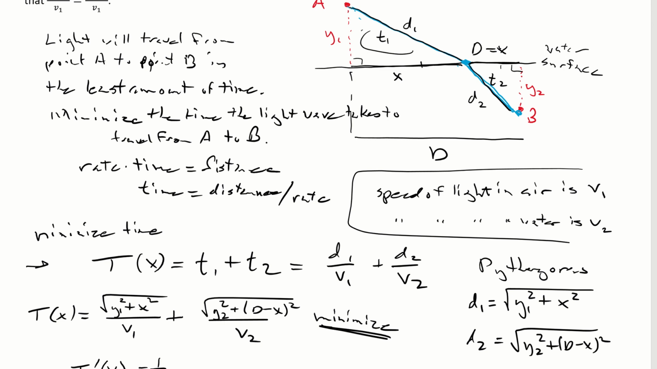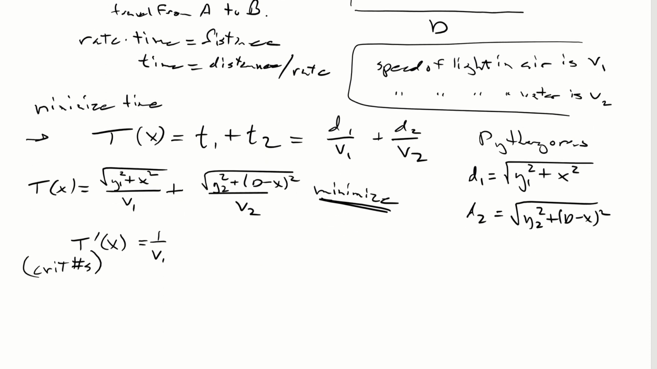Well, then what is moving? X. X can be anywhere from 0, which means he's right under A, to D, which means he's right over B, or anything in between. So that's the guy that's changing, and he's going to be forced to be something to minimize. So that's what we're doing: we're going to derive with respect to x.